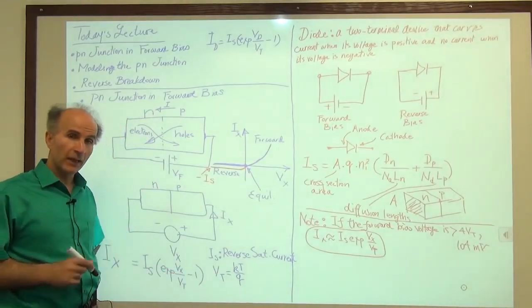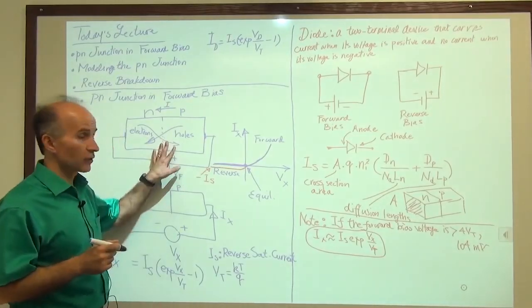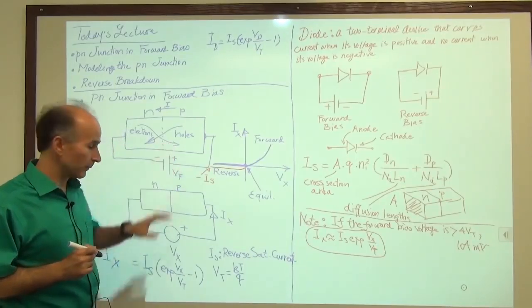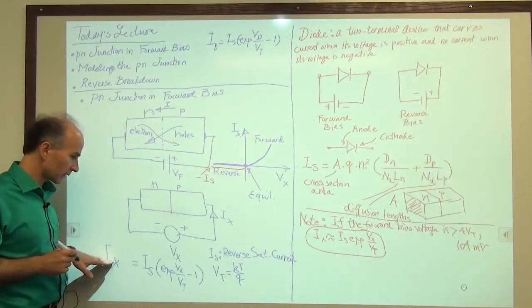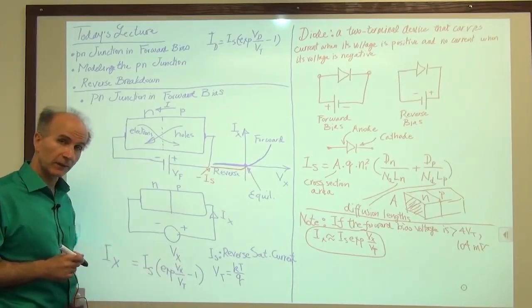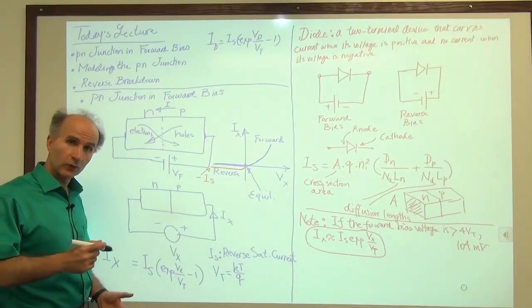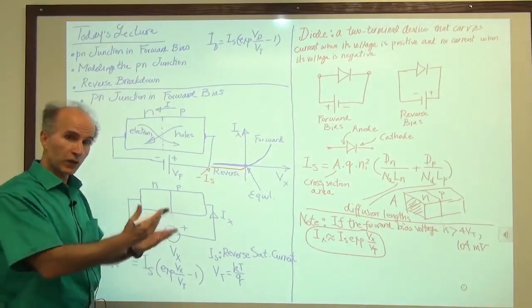So from now on, anytime a diode is forward biased, a PN junction is forward biased, we will assume that the relationship between the current and the voltage is just Ix equals Is exp of Vx over Vt. You always have to remember this 1, but as engineers, we have to know when to make which approximation.